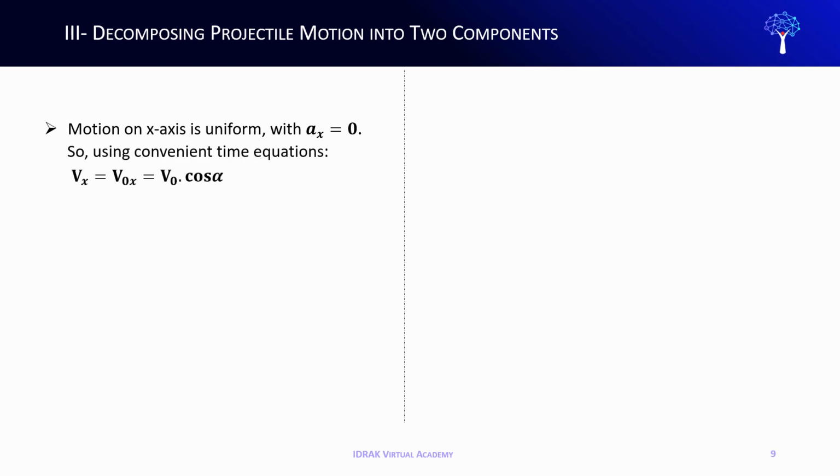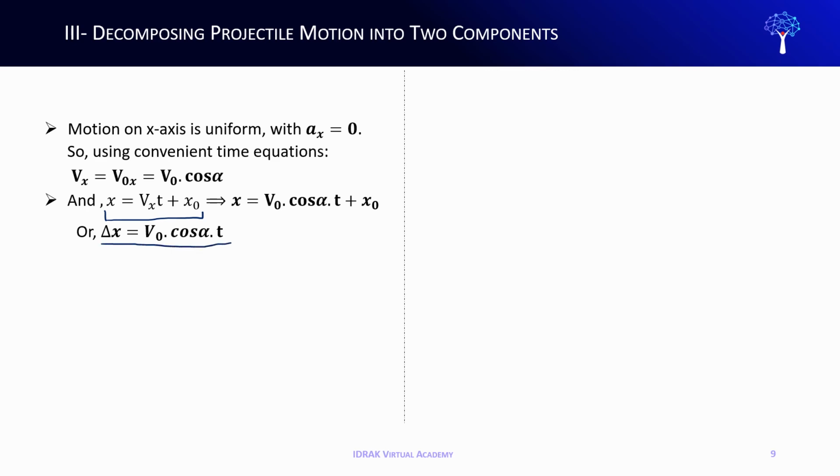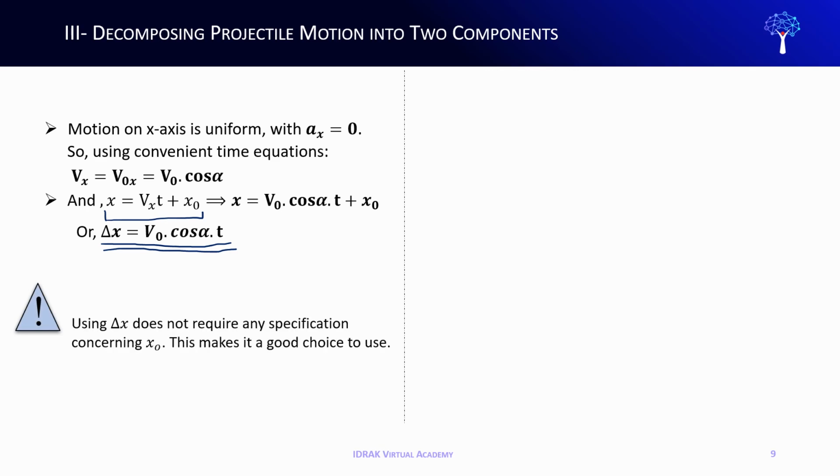So we can use convenient time equations on the x-axis. Vx is v0x, which is v0 cosine alpha in the general case. And if you go to position, x equals vx times t plus x0, this is a characteristic of uniform motion. Thus x is v0 cosine alpha t plus x0, or better use delta x, which is the change in position on the x-axis, equals v0 cosine alpha times t. A remark, it's always better to use delta x because it doesn't require any specifications concerning x0. It makes it a good choice to use.